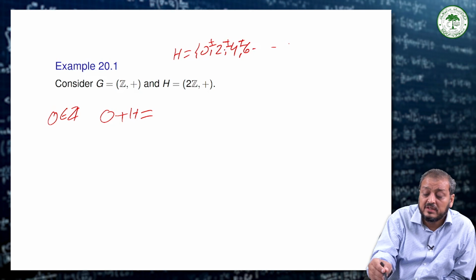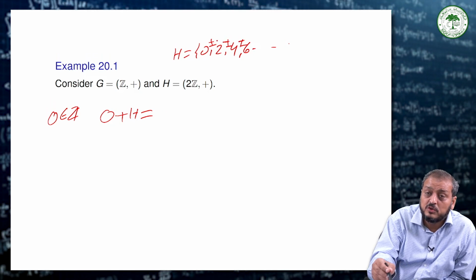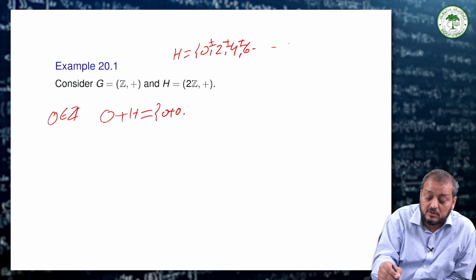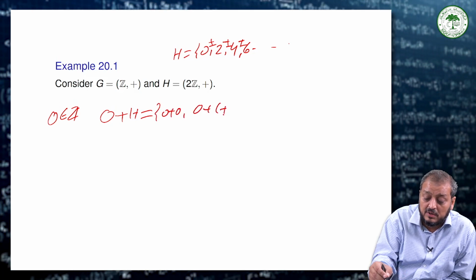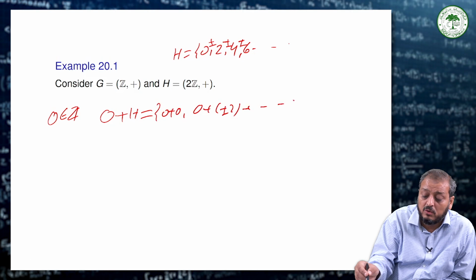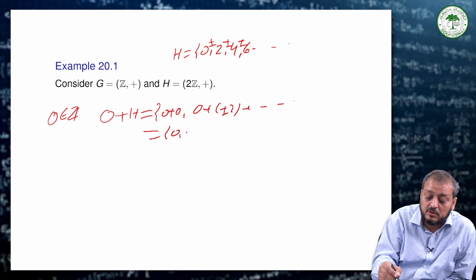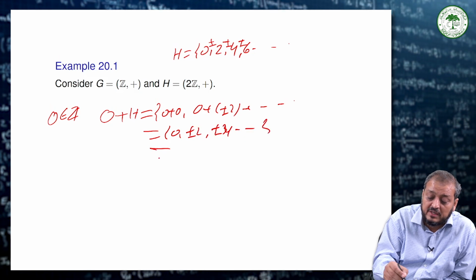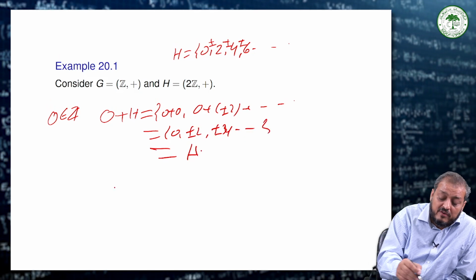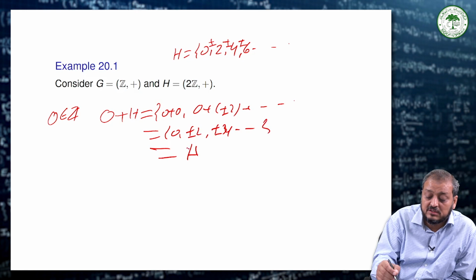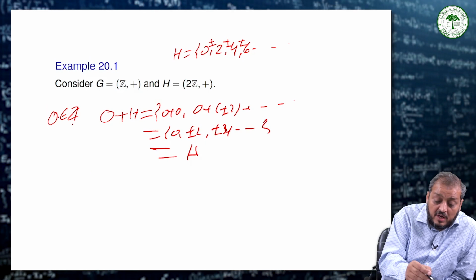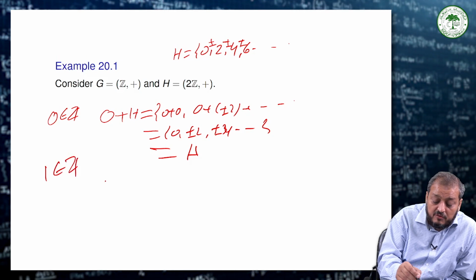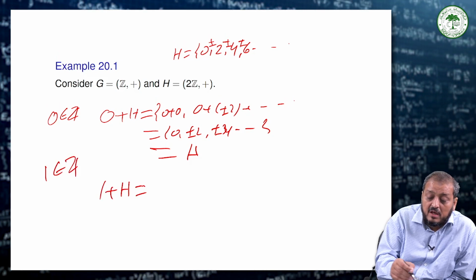So, this can be written as 0 plus 0 equals 0, 0 plus minus 2 equals minus 2, and so on, and that is nothing but 0, plus or minus 2, plus or minus 4, and so on, which is equal to H again. So, 0 plus H is equal to H. Now, for another element, 1 is an element of Z, if we write 1 plus H, that is a coset.